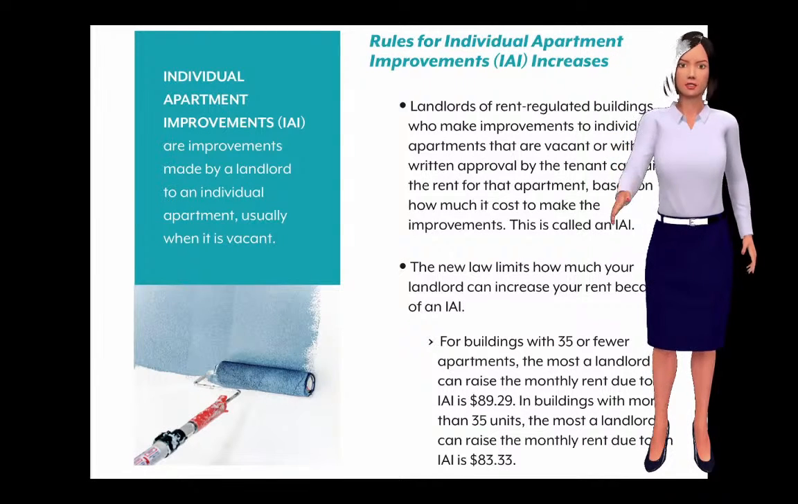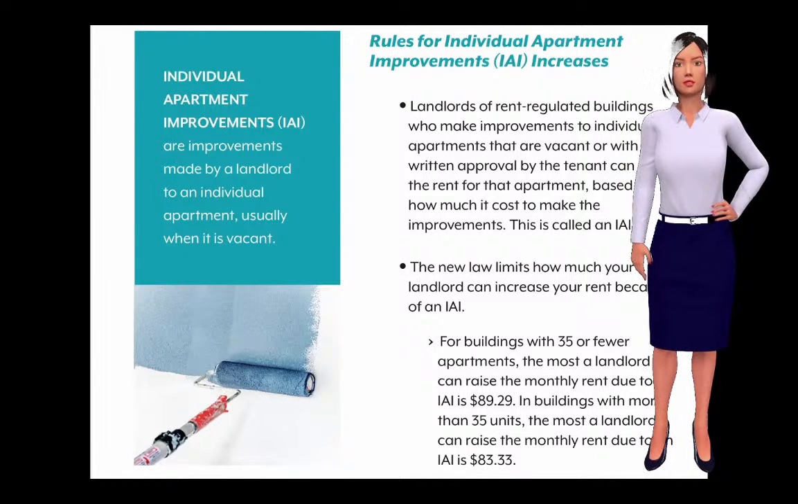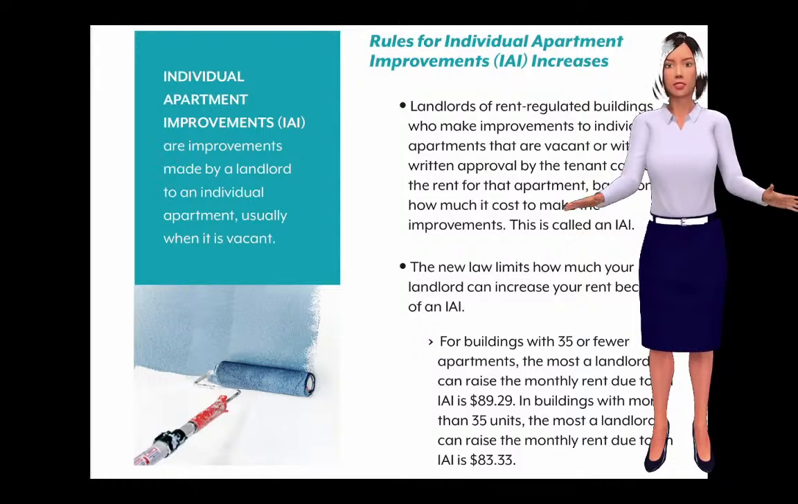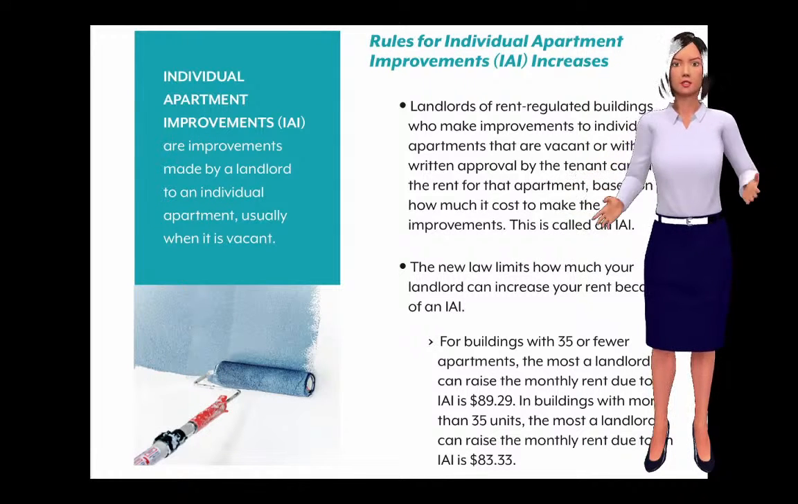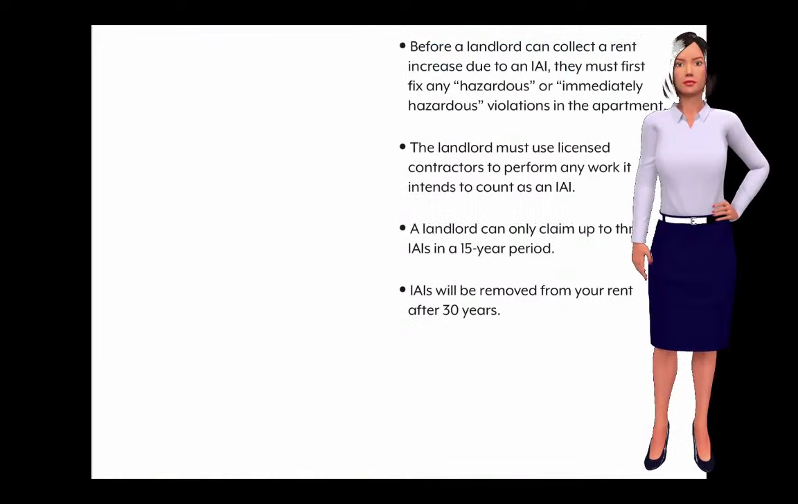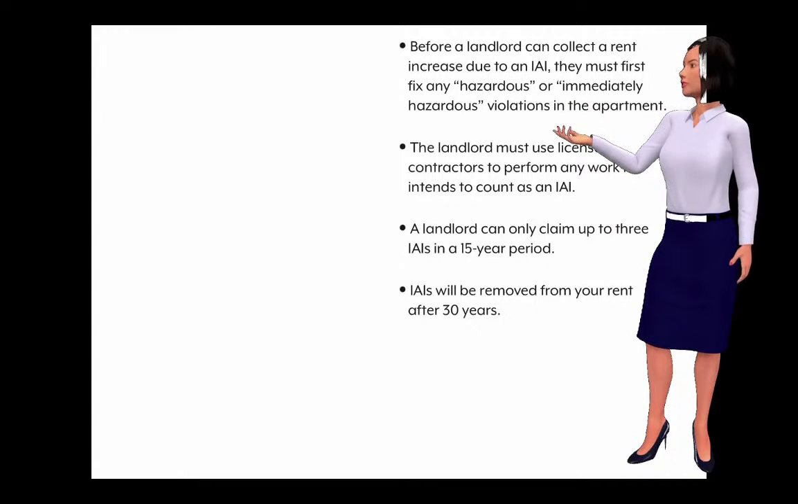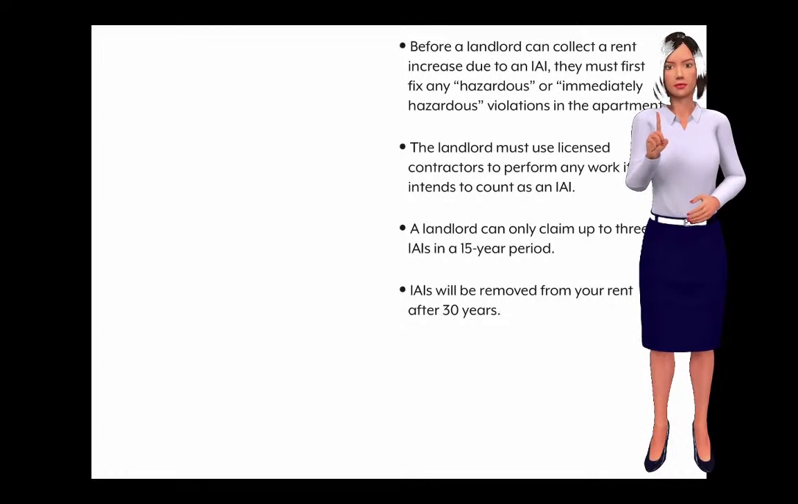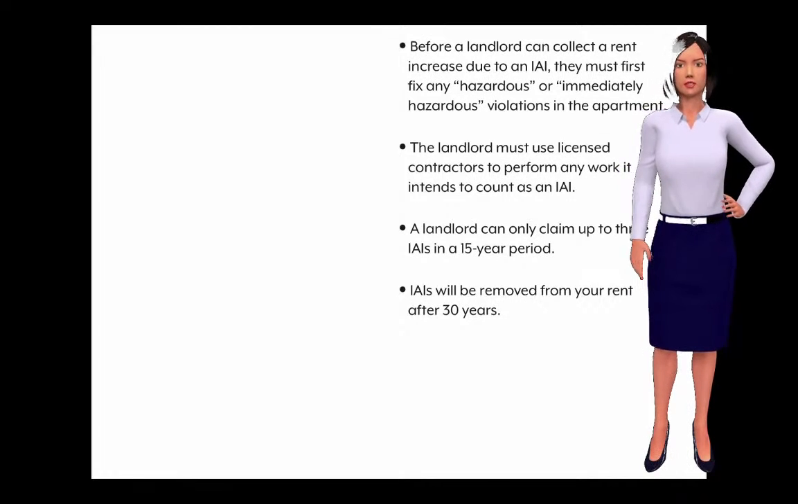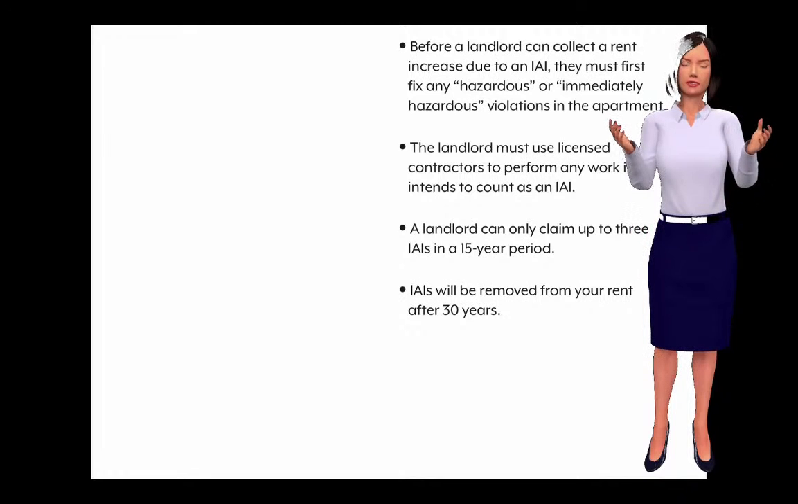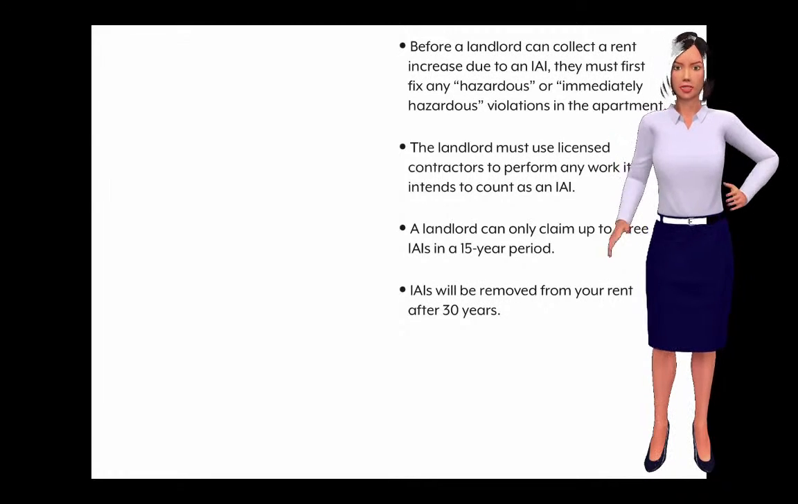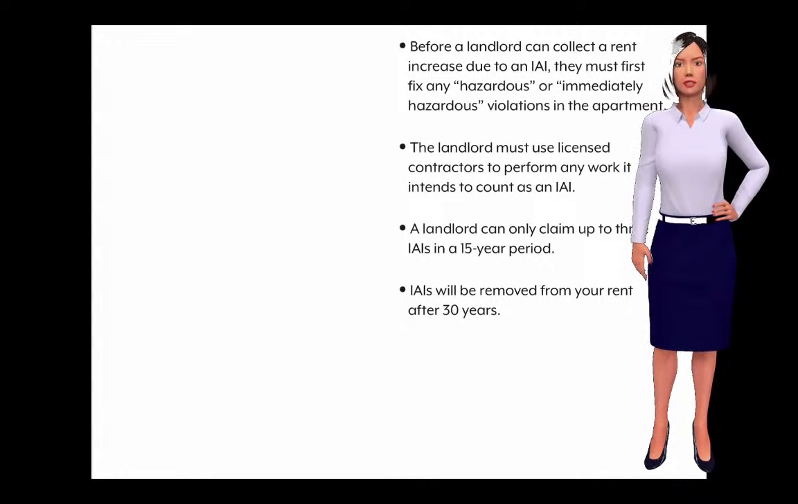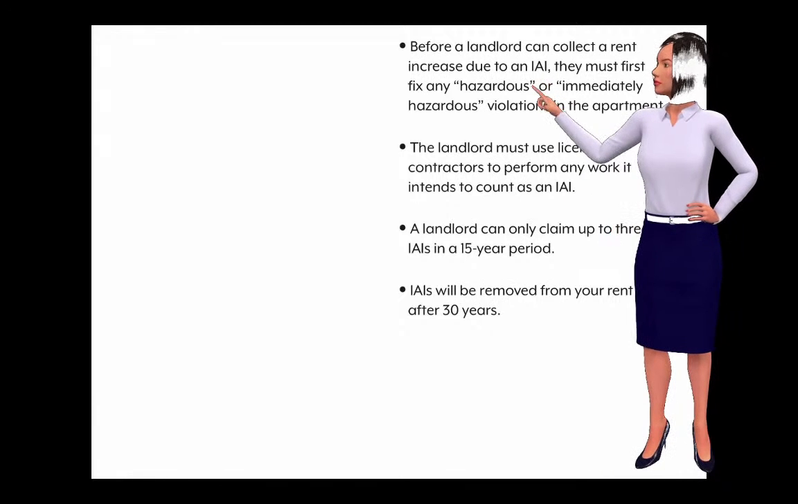$89.29. In buildings with more than 35 units, the most a landlord can raise the monthly rent due to an IAI is $83.33. Before a landlord can collect a rent increase due to an IAI, they must first fix any hazardous or immediately hazardous violations in the apartment. The landlord must use licensed contractors to perform any work it intends to count as an IAI. A landlord can only claim up to 3 IAIs in a 15-year period.